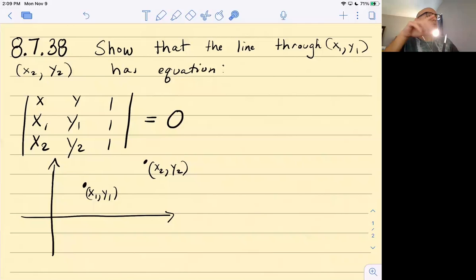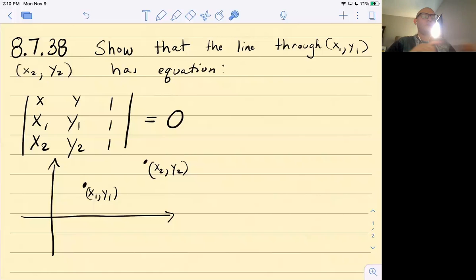Well, I should clarify here. We're given x1, y1 and x2, y2. We're given those values, so we don't care what they are necessarily. We're just writing them as x1, y1. But think of those as numbers that were given to us. And we need to find the formula using those values. We need to define the equation of the line that goes through them.